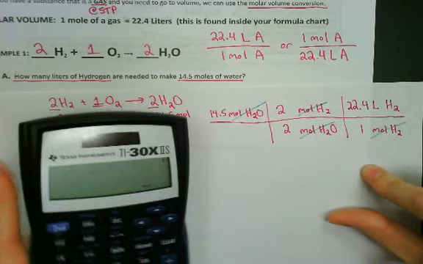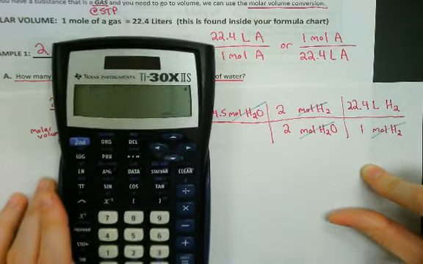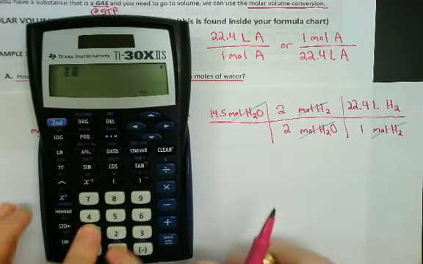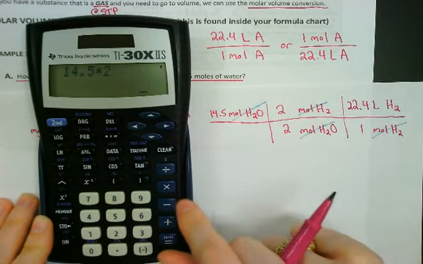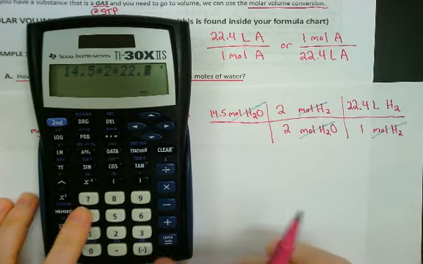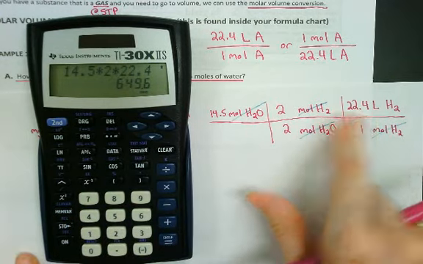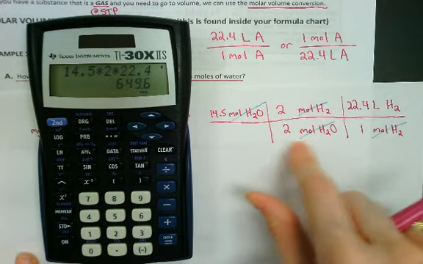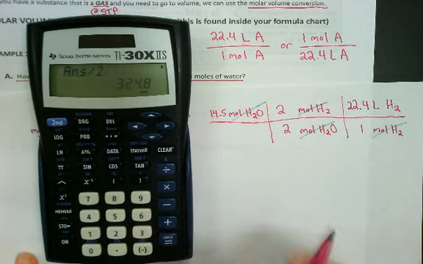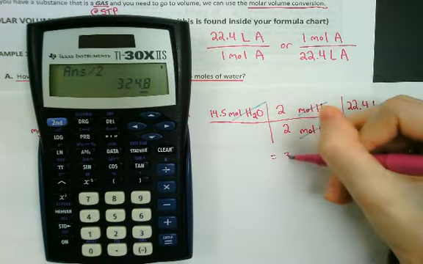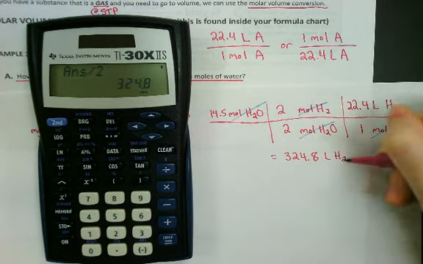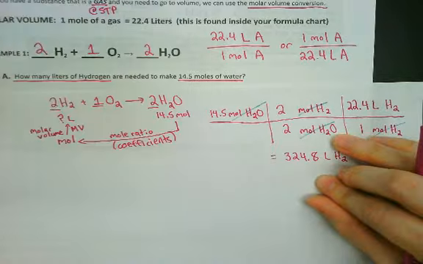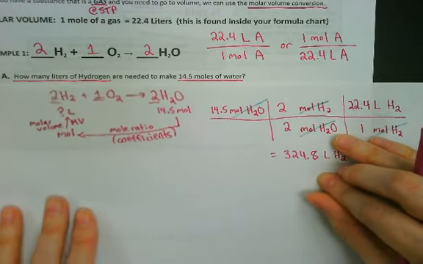Sorry, y'all, had to go grab myself a calculator. So we're going to go ahead and do 14.5 times 2 times 22.4. And then we're going to divide that by 2, because I have 2 on the bottom over here. So divide by 2. That's going to give me 324.8 liters of hydrogen.